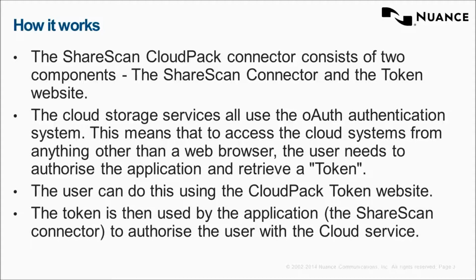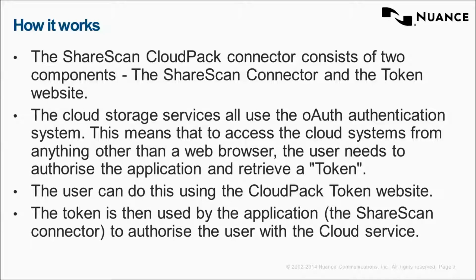The ShareScan Cloud Pack connector consists of two components, the ShareScan connector and the token website. The cloud storage services all use the OAuth authentication system. This means that to access the cloud systems from anything other than a web browser, the user needs to authorize the application and retrieve a token. The user can do this using the Cloud Pack token website. The token is then used by the application, in our case the ShareScan connector, to authorize the user with the cloud service. There are three basic ways that a user can get a token from the website.